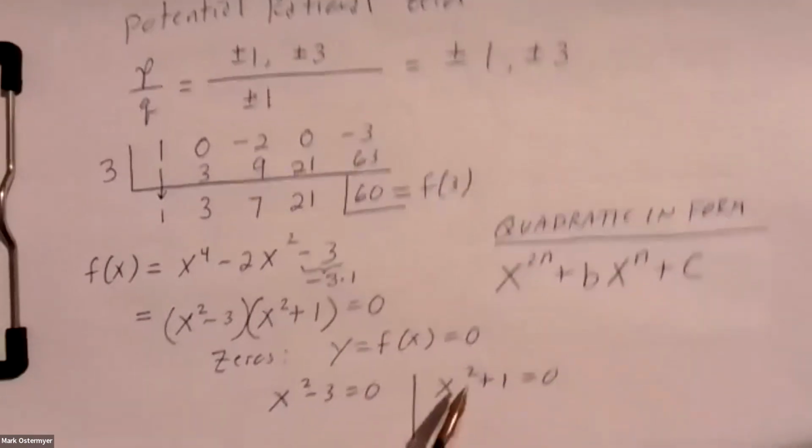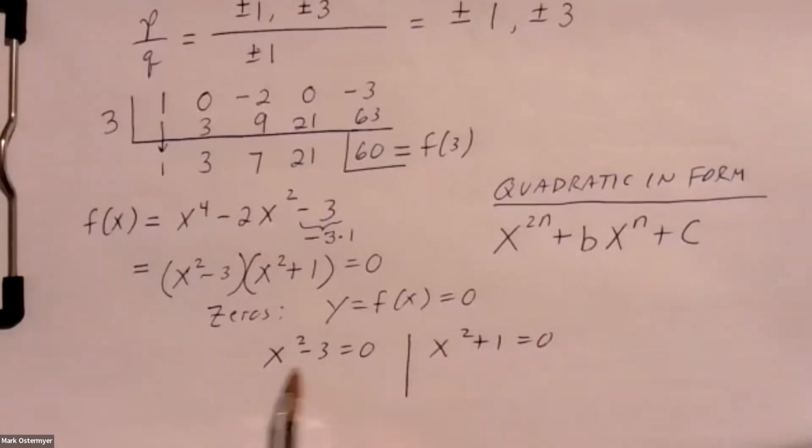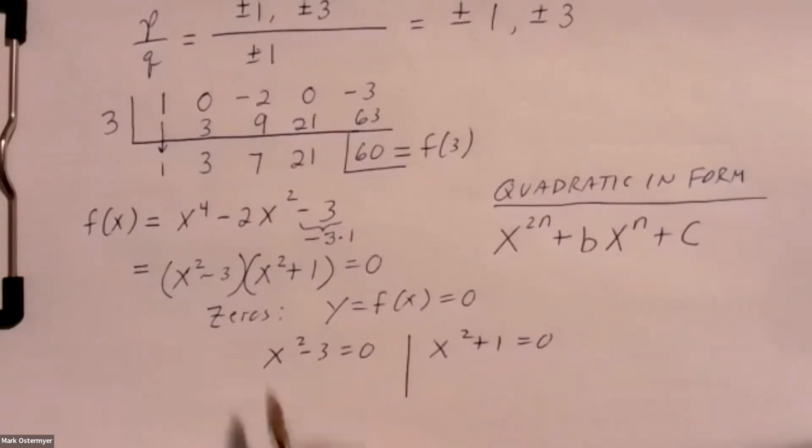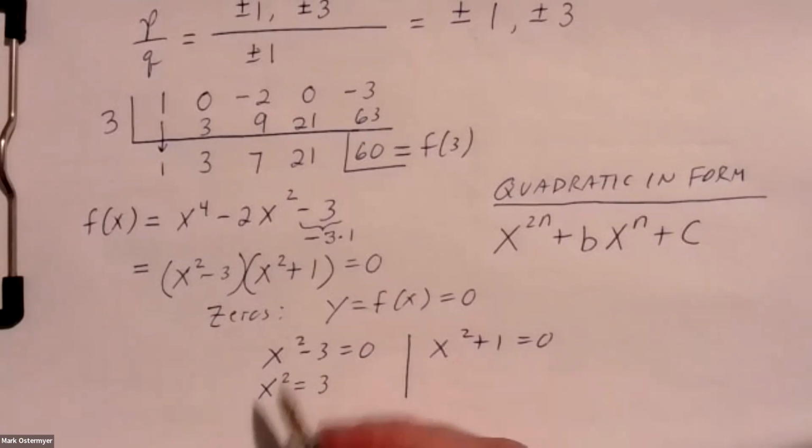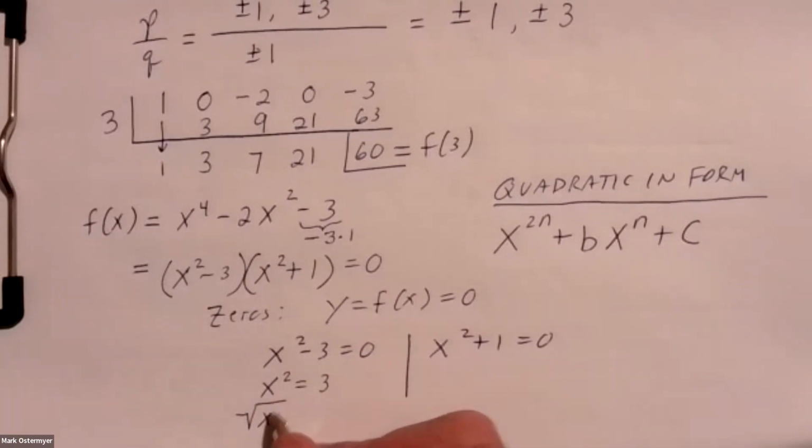Solving this quadratic equation first by using the square root property, we would add 3 to both sides. And then I would take the square root of both sides of my equation, keeping in mind that I take the plus or minus square root of the number side. And so we're going to get 2 zeros, positive or negative square root of 3.